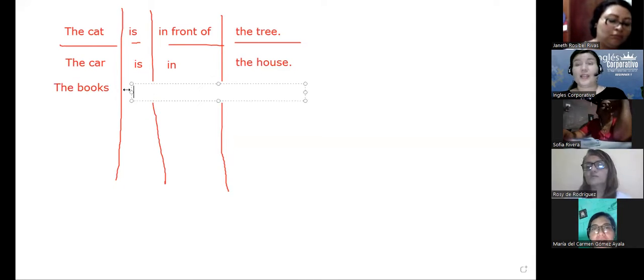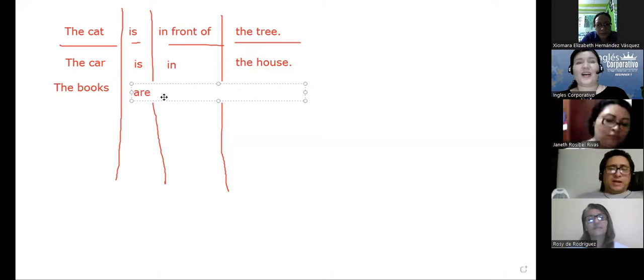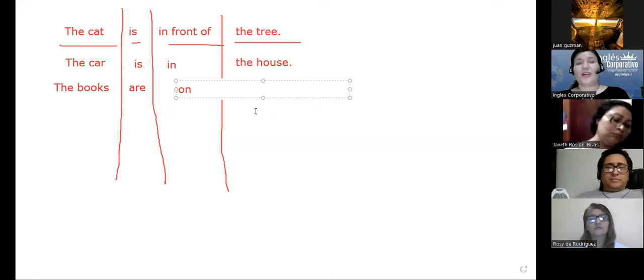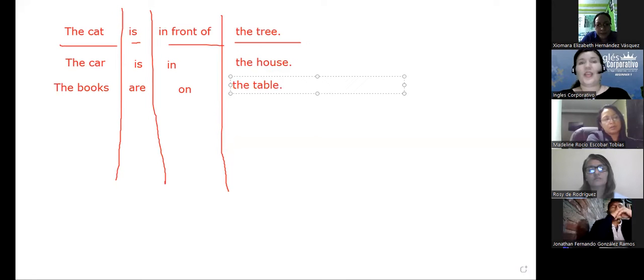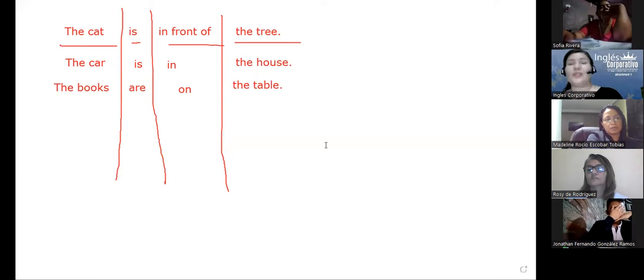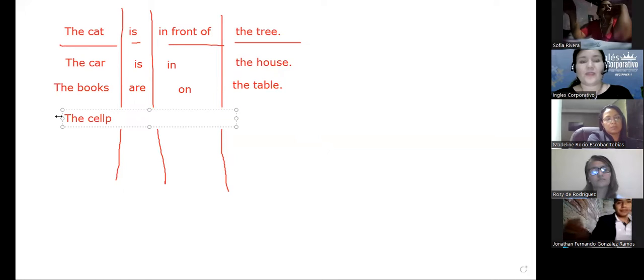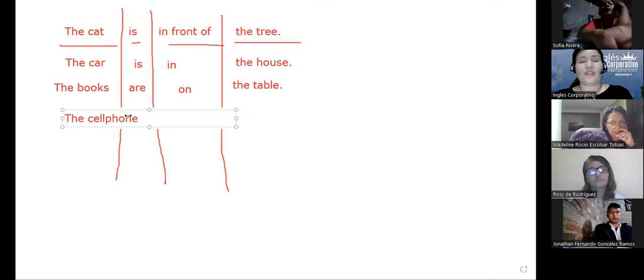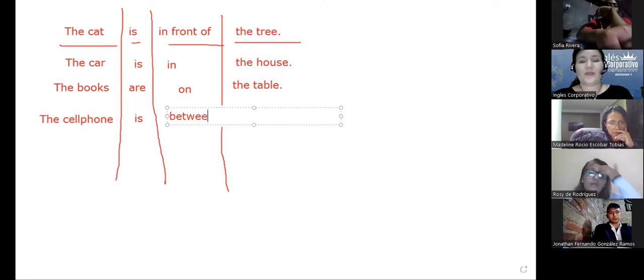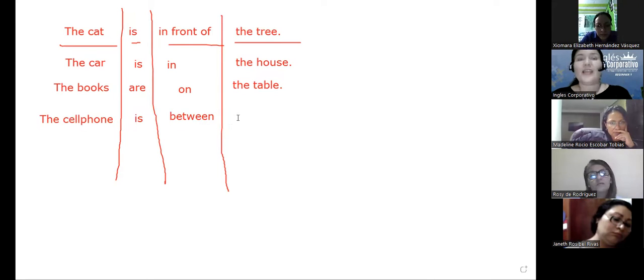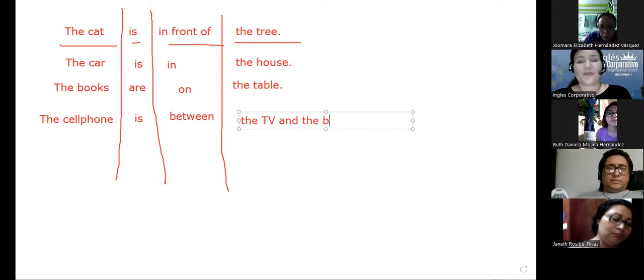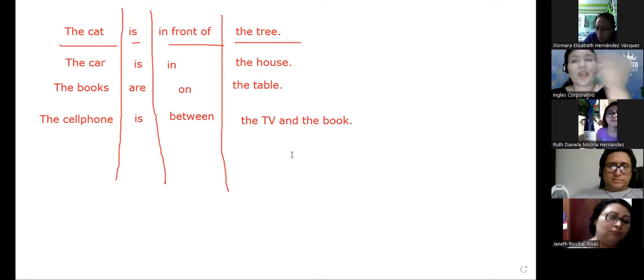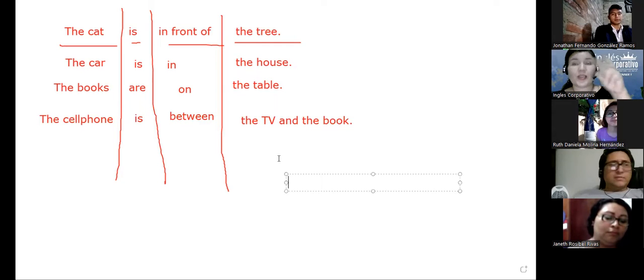If I say here, the books are on the table. On the table, right? The idea is that you follow the structure, right? Que no nos comamos ninguna palabra. But imagine that you say, the cell phone, let's use the cell phone, okay? That would be your object. The cell phone is, pero si decimos between. En medio de qué? The cell phone is between the TV and the book. Okay, en el caso de between, tenemos que poner los dos objetos, okay? Follow the structure.